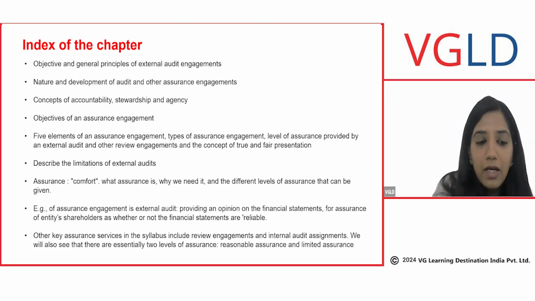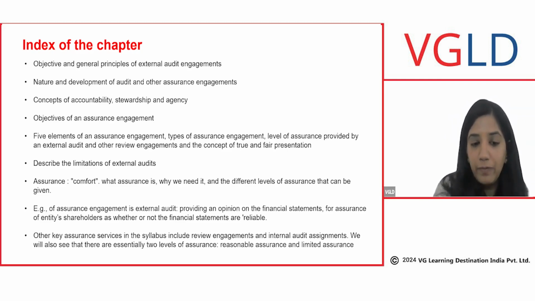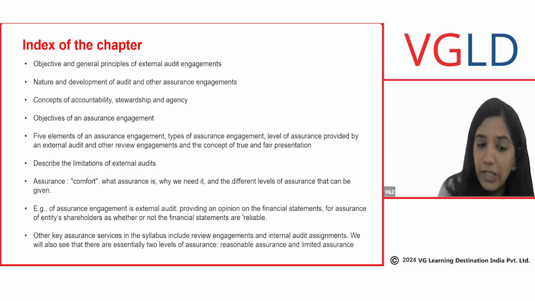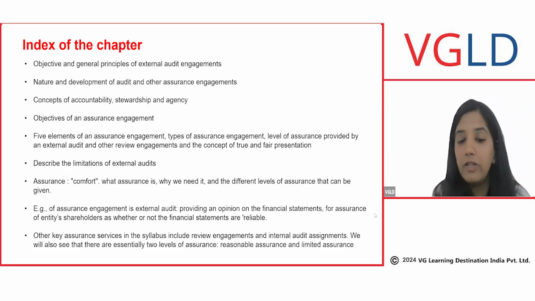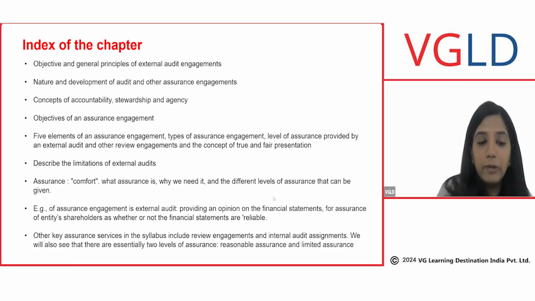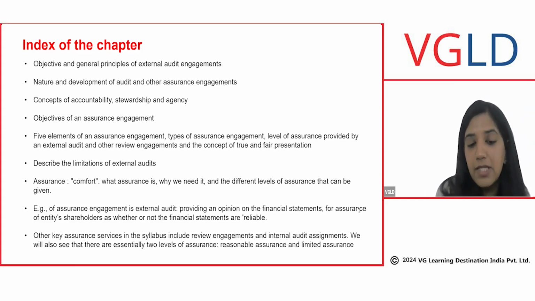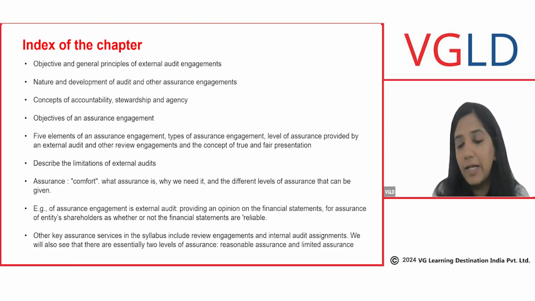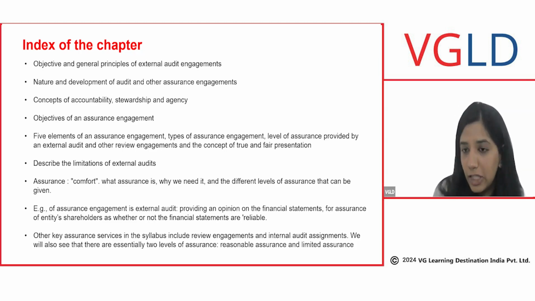Then, for example, an assurance engagement in external audit, providing an opinion on financial statements for the assurance of equity shareholders as to whether or not the financial statements are reliable. So this is what I just explained to you people. Other key assurance services in the syllabus include review engagements and internal audit engagements. Like I told you, there are different types of audits that are conducted for the client. So we'll drill down into what kind of audit engagements you have, and what you review in each kind of audit assignment.